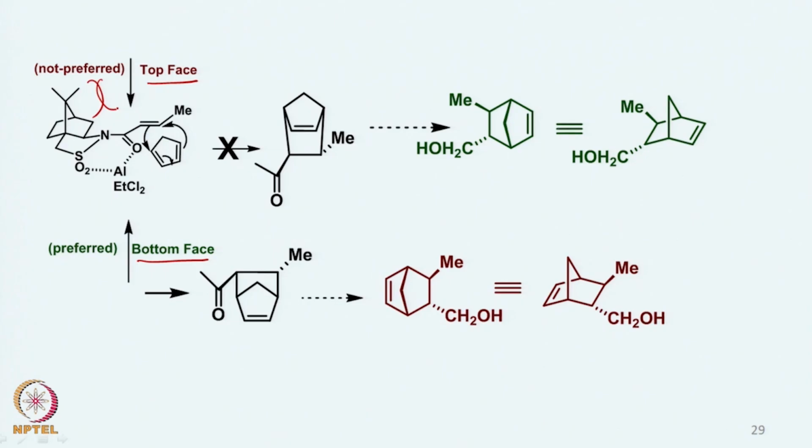Now as you can see, when the diene is approaching from the top face, which is not preferred, then this is the kind of intermediate that it will form, where this carbon bond basically is pointing towards us, and we can see that if we just turn around the paper by around 90 degrees, we can come up to this particular.